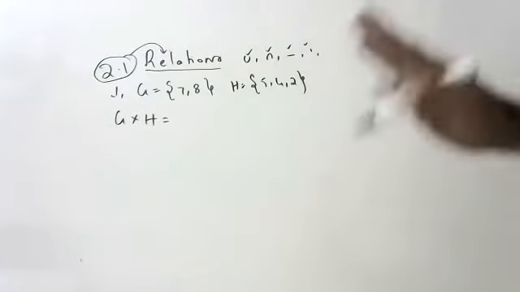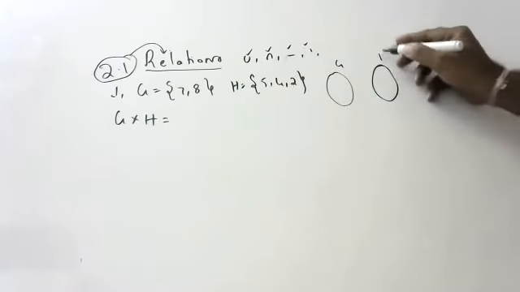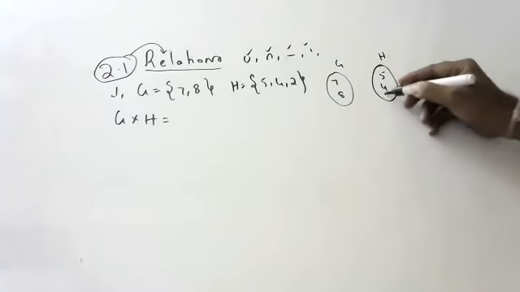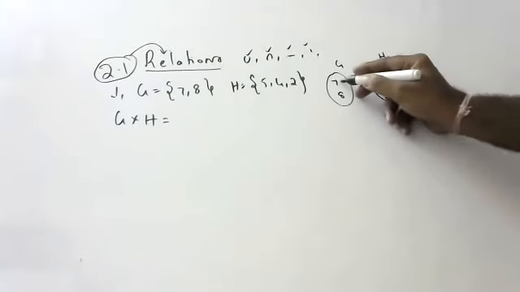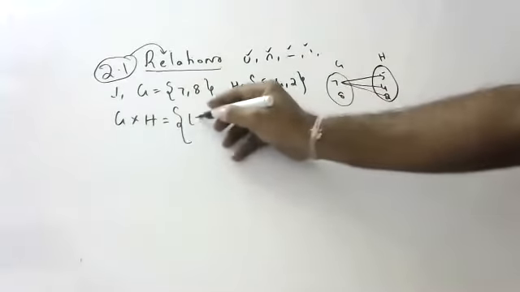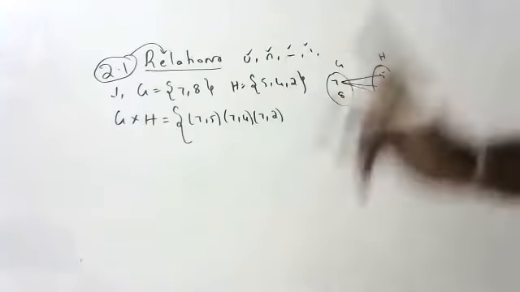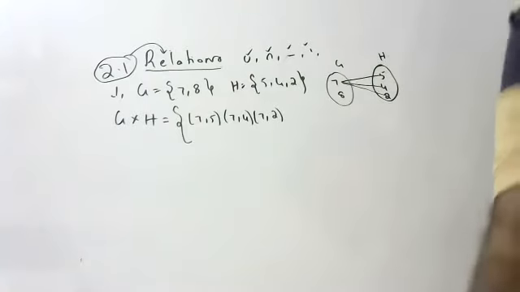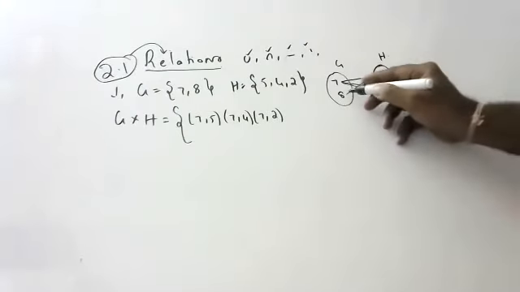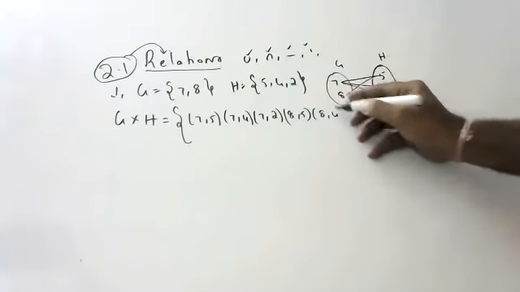G cross H means nothing difficult, children. No need to worry. Please mute your audios. G cross H means: G is 7 and 8, H is 5, 4, 2. So G cross H means (7,5), (7,4), (7,2), then (8,5), (8,4), (8,2).